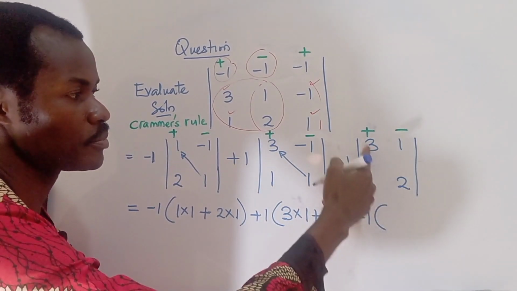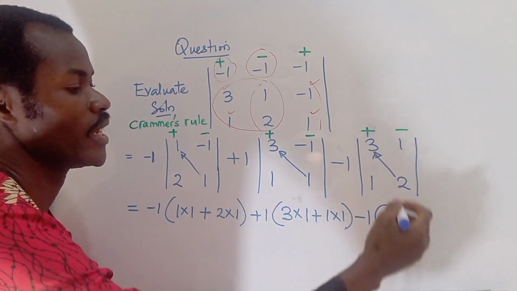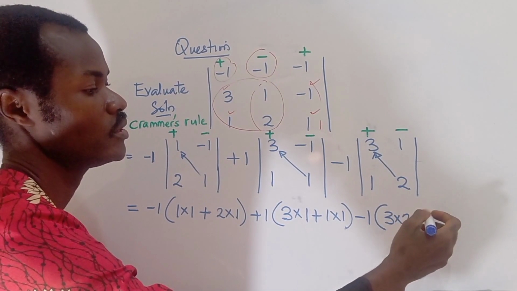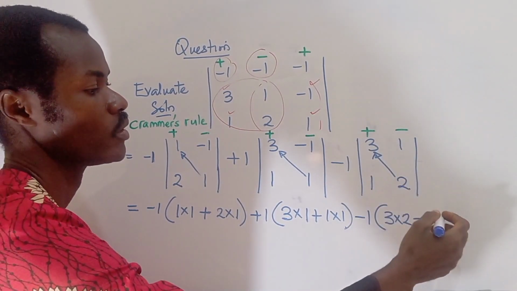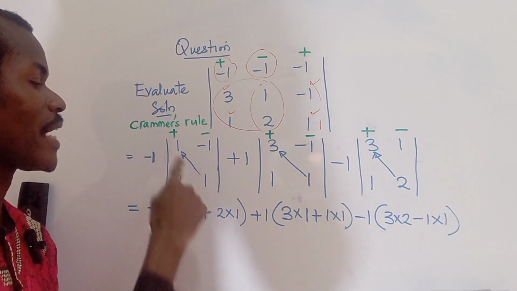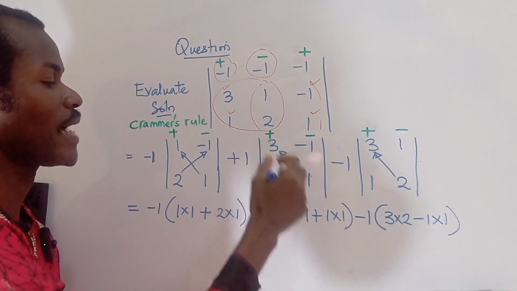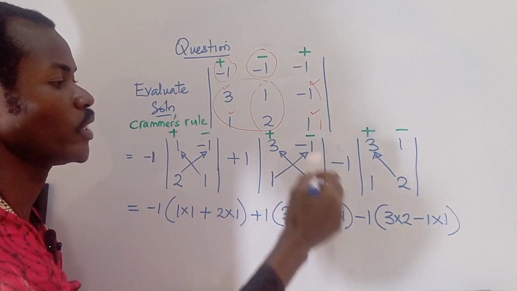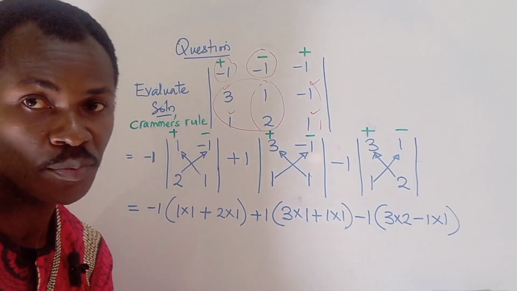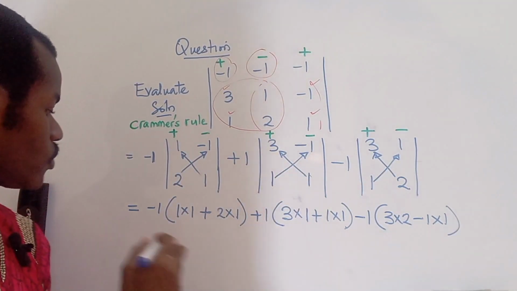And finally, plus 3 also means 3. So we are moving this way. So we have 3 times 2, then this is minus 1 times 1. So whenever you are doing determinant, you want to multiply this way before you multiply this way. And you also have to take note of the signs. All right, so let's see what this gives us.